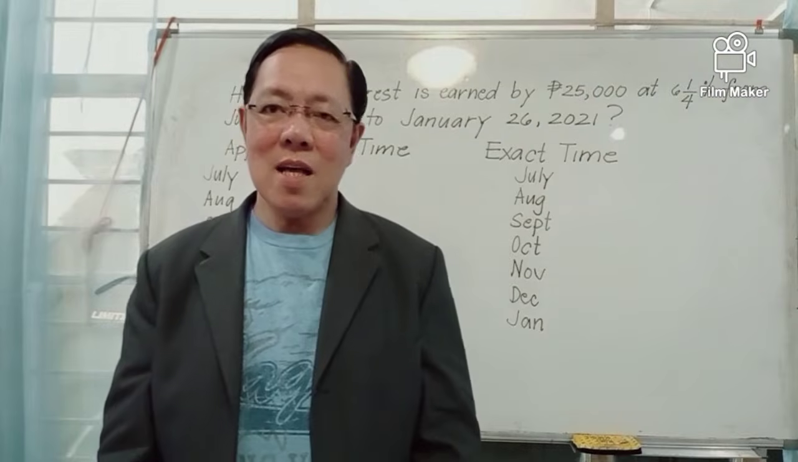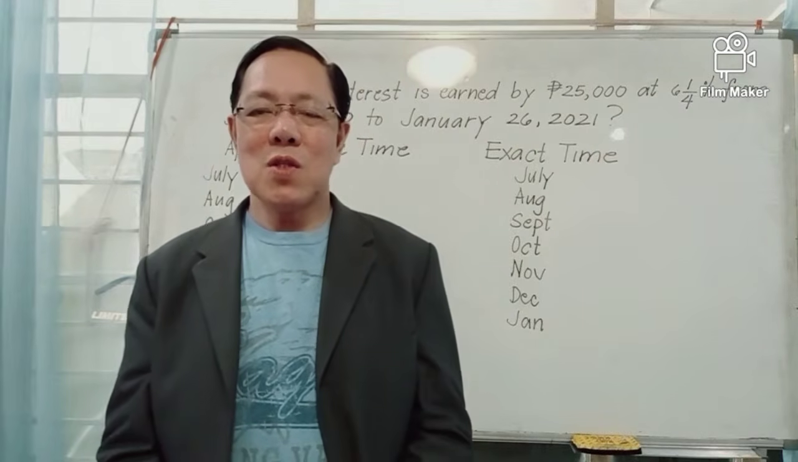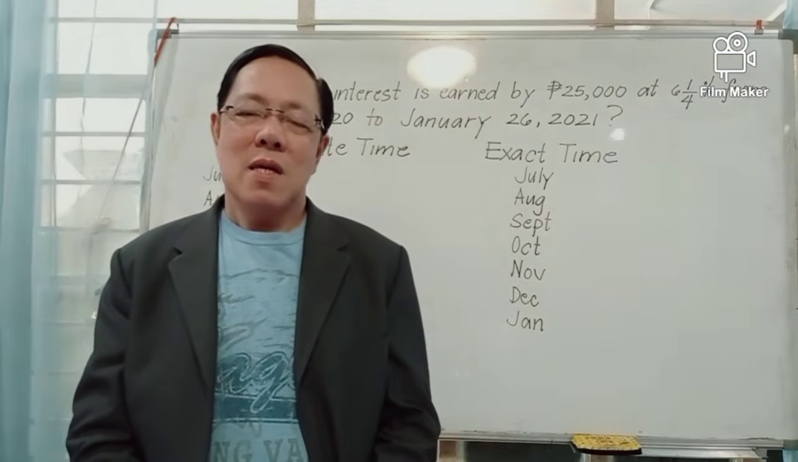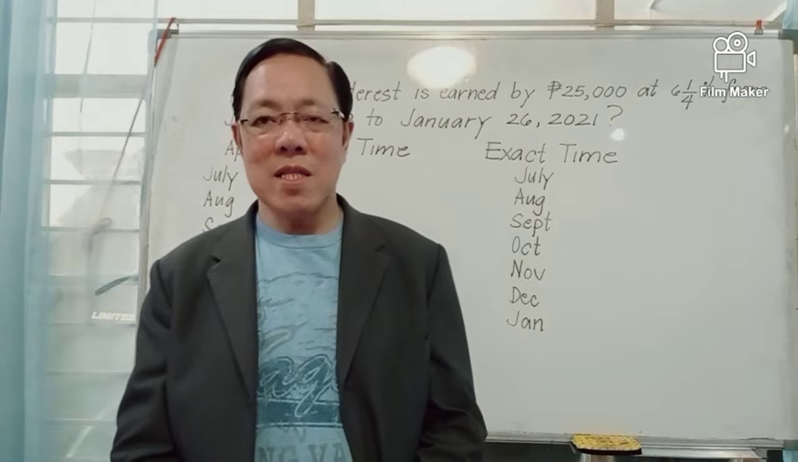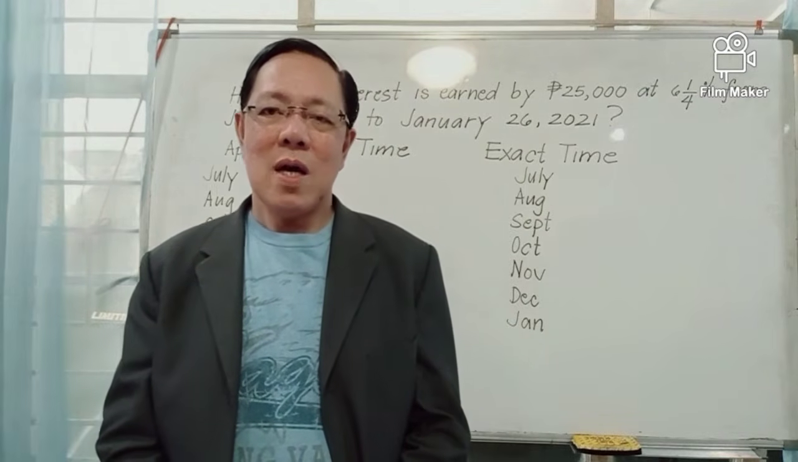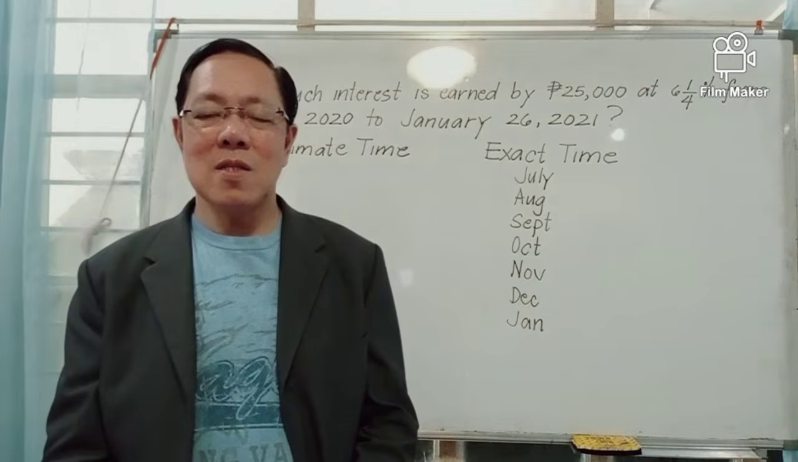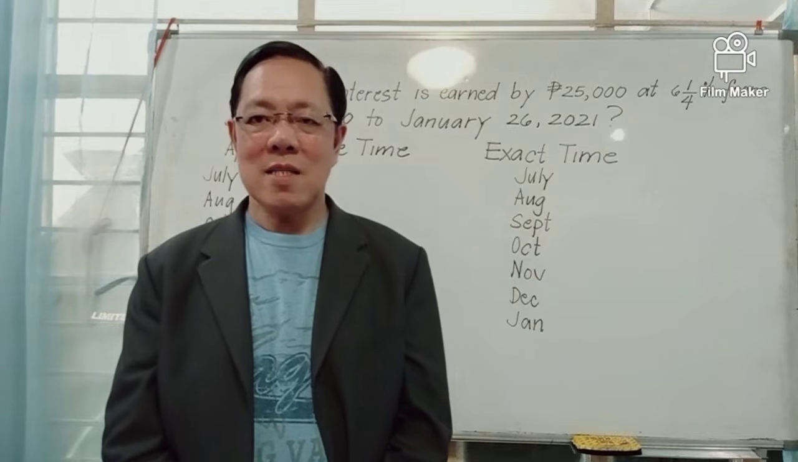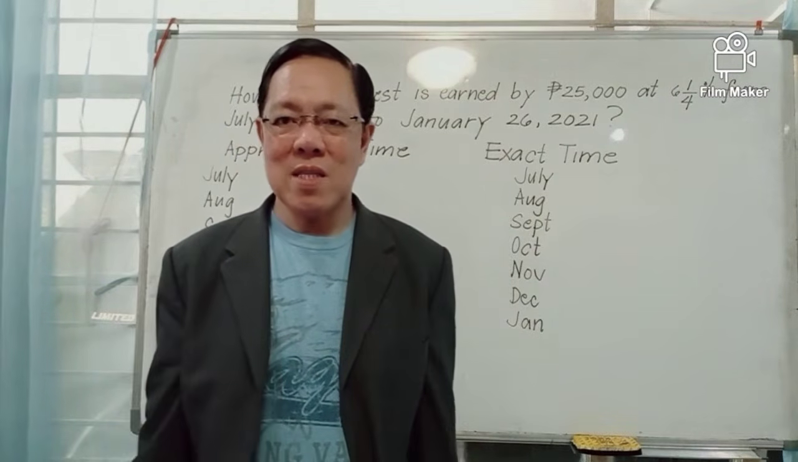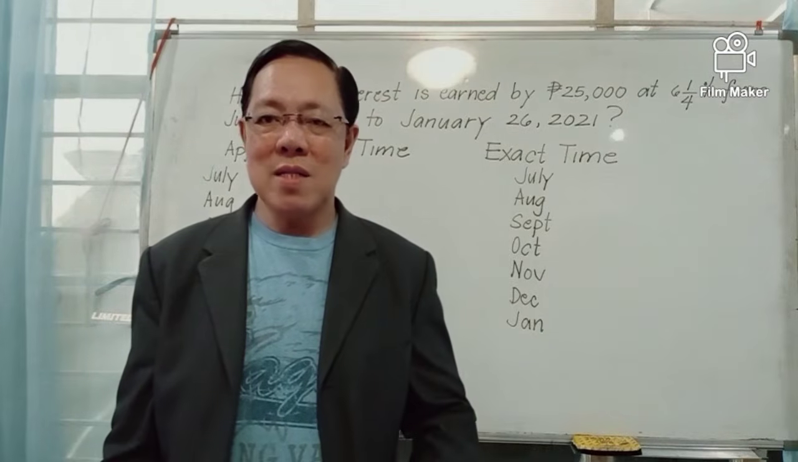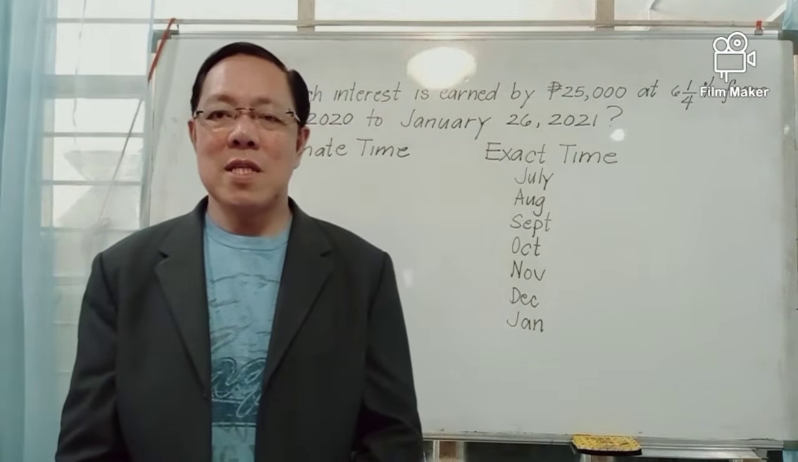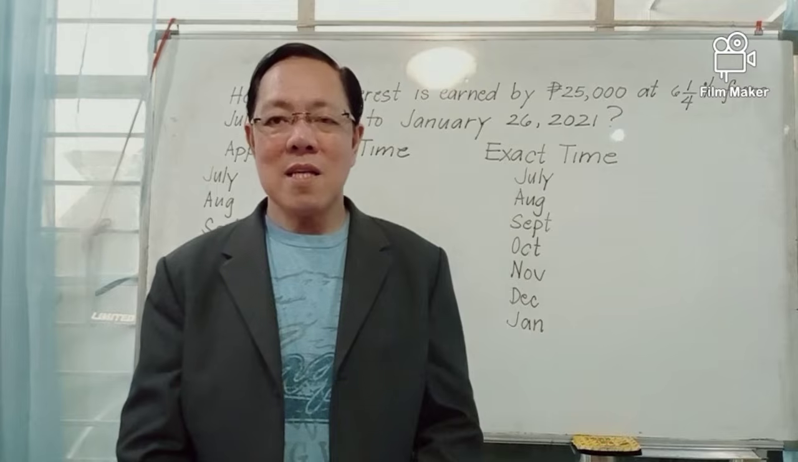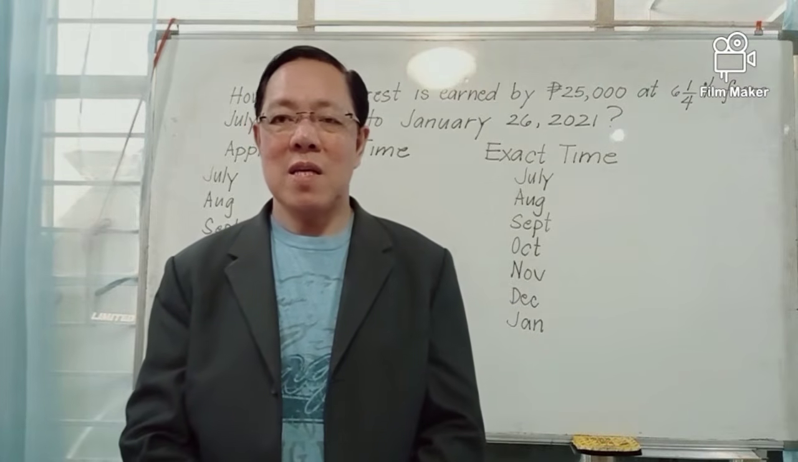Hi, welcome back to my class in Business Mathematics. For today, we will take up the computation of simple interest at simple interest rate when the time given is in days. And when the time given is in days, we either use approximate time or exact time. In using approximate time, we assume that each month of the year has 30 days. And in using the exact time, we take the exact number of days for each month of the year.